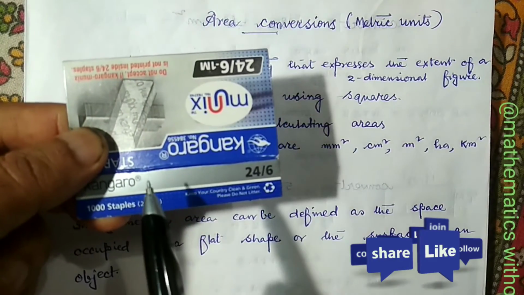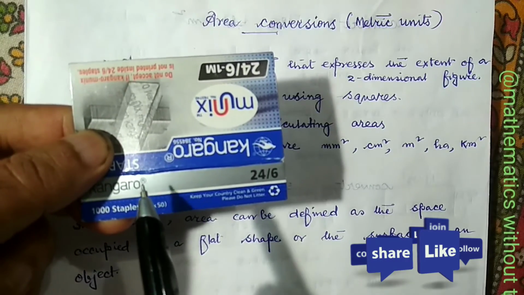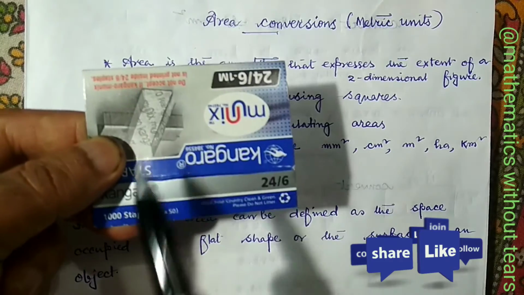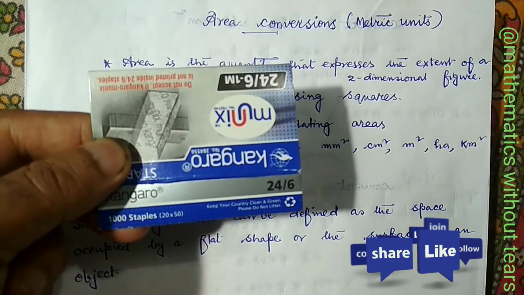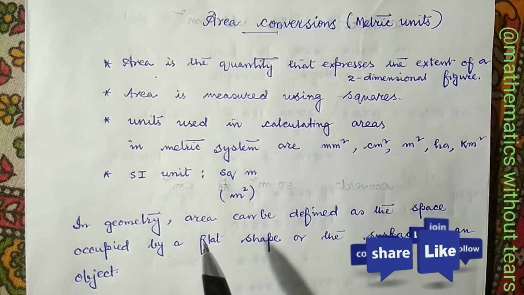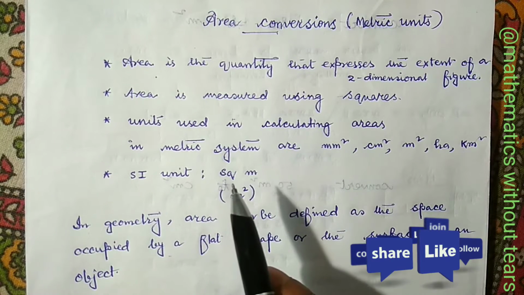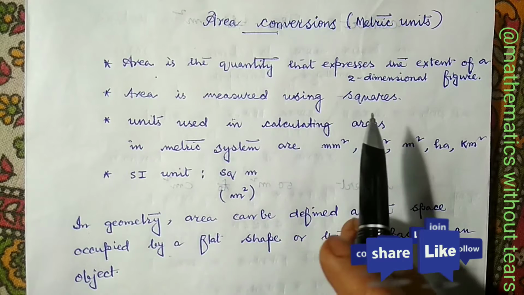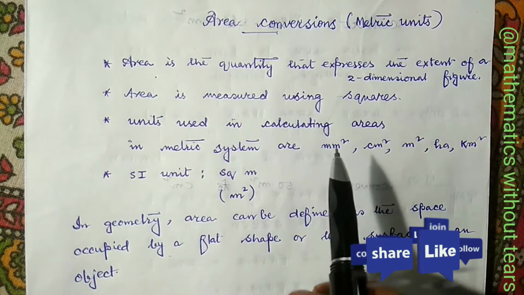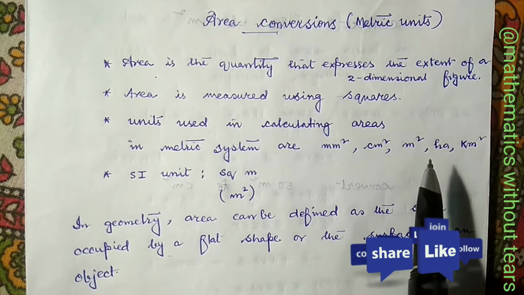So what is the area of this paper? It is the space occupied by this surface. Whatever space is occupied by this flat surface, it is the area of this paper. Whenever we deal with area, the SI unit is meter square or square meter, and area is always expressed in squares. The units which are commonly used are millimeter square, centimeter square, meter square, hectare, kilometer square.